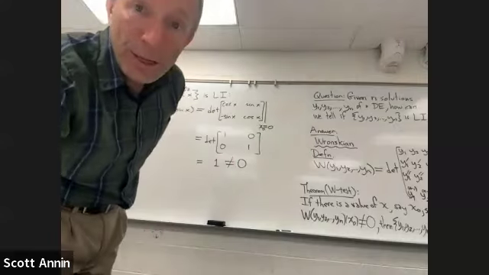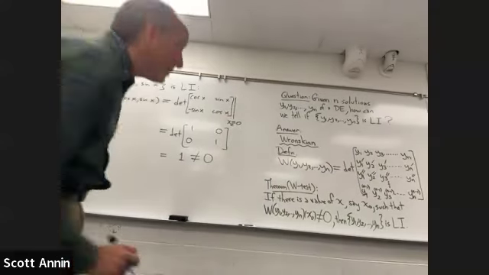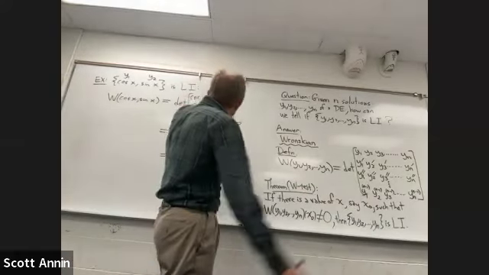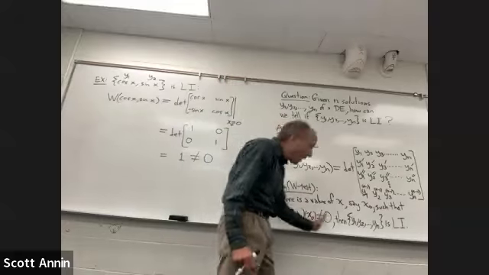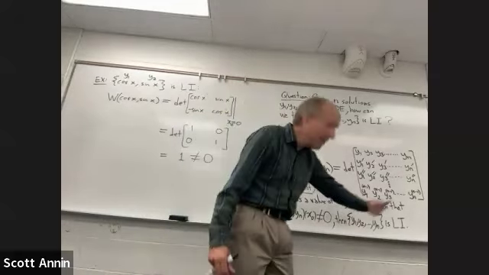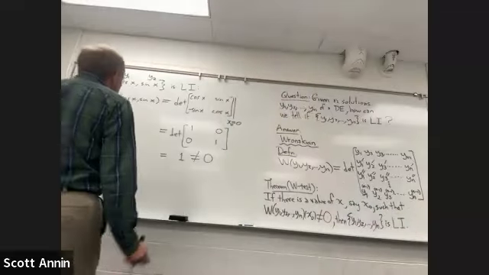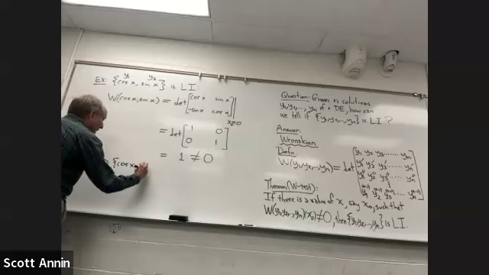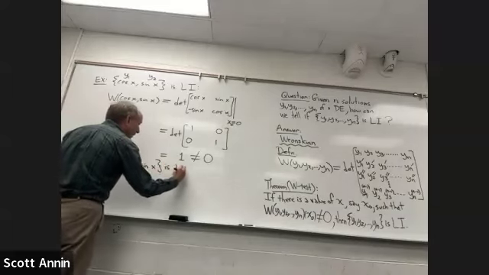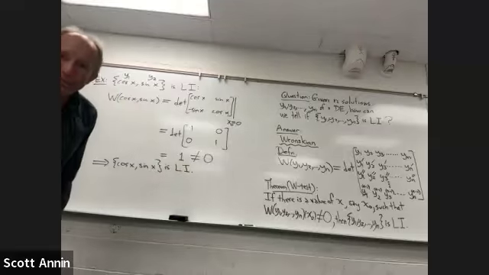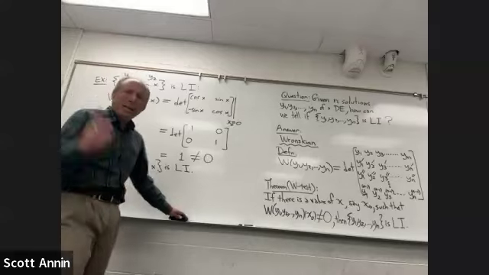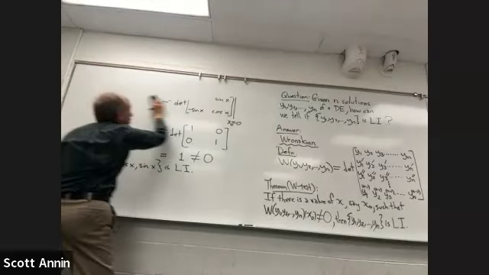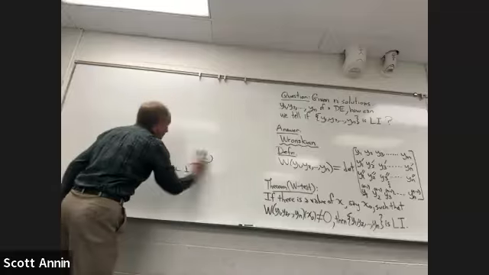The point is it's not 0. And so that's what this W test says, is that as long as you can find a number to plug in for x throughout your matrix that gives you a non-zero Wronskian, then your functions are LI. So this implies that the cosine of x and the sine of x is LI. Absolutely true.